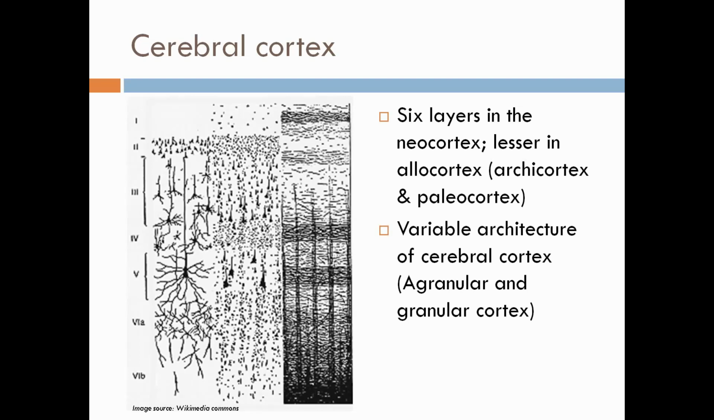So it is important to remember that the cerebral cortex has a variable cytoarchitecture at different parts of the cerebrum. Even within the neocortex, functional areas which differ, namely the sensory area and the motor area, have a slightly variable cytoarchitecture. The motor cortex is also called the agranular cortex, whereas the sensory cortex is also called the granular cortex.